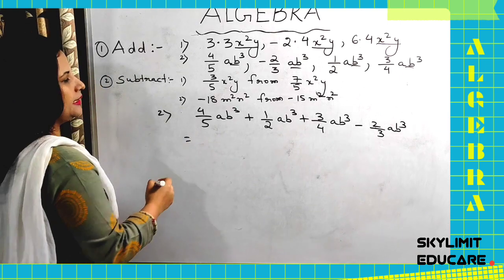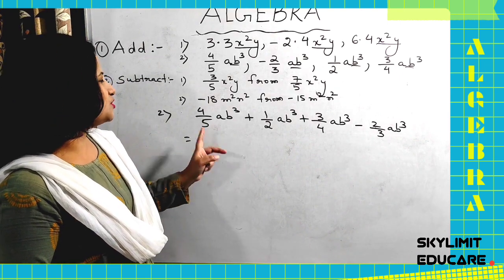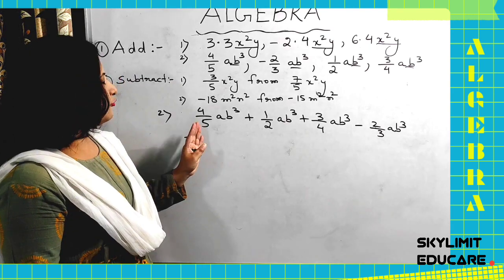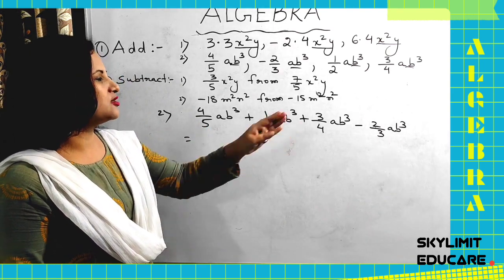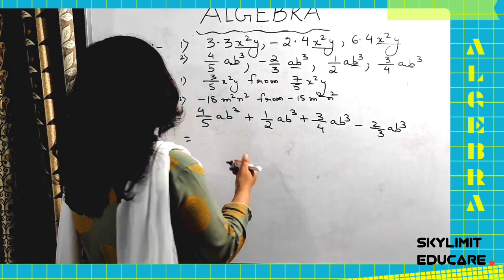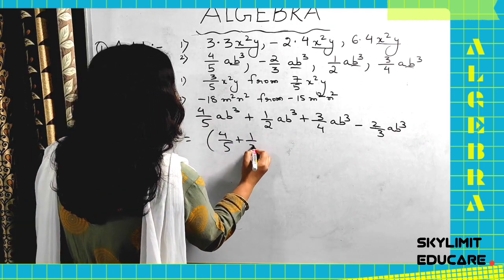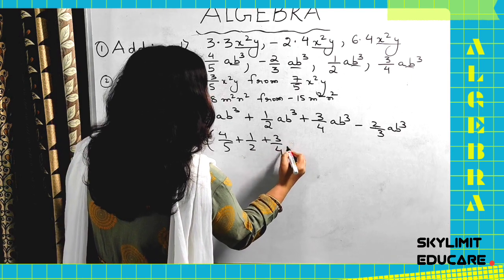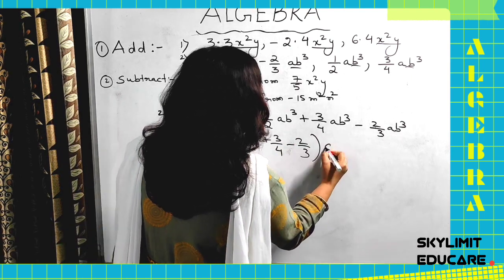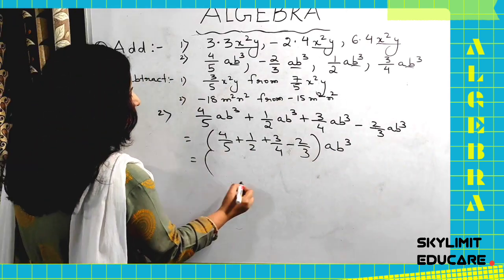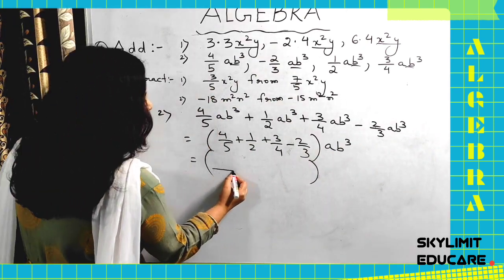Clear? Now very simply you just have to solve the number part. ab³ will remain as ab³ only. Now 4/5 plus 1/2 plus 3/4 minus 2/3, solve it. You can write it like this: (4/5 plus 1/2 plus 3/4 minus 2/3) ab³. That makes the calculation very simple. Now you know how to add and subtract fractions very well.